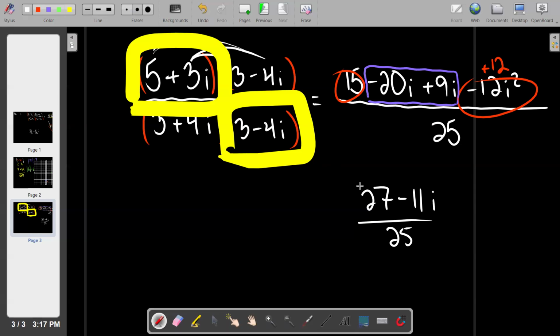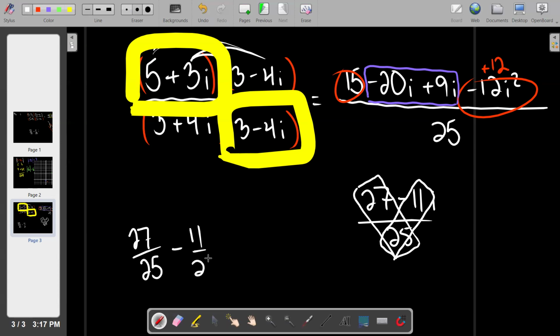So the first thing is you divide going in this direction, and whatever you get, reduce if possible, and then just write it down. So that's 27 25ths. And then you have to do it again, but you have to go in the opposite diagonal direction, which is this way. So you just put minus and then 11 25ths. And then all you got to do to seal the deal is just make sure that i gets stuck on the back term like that.